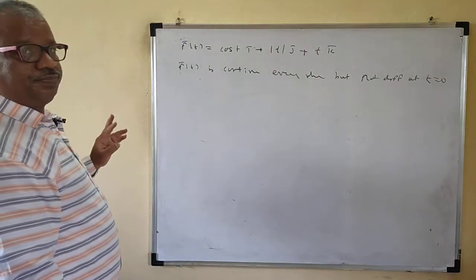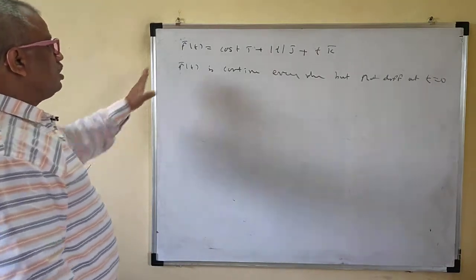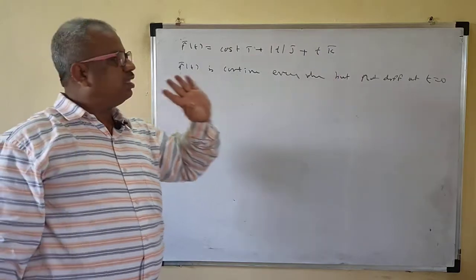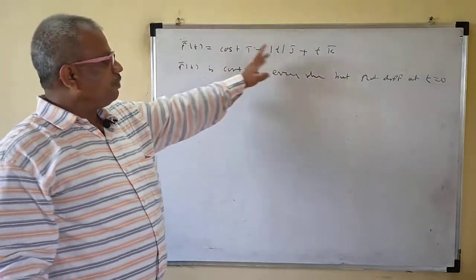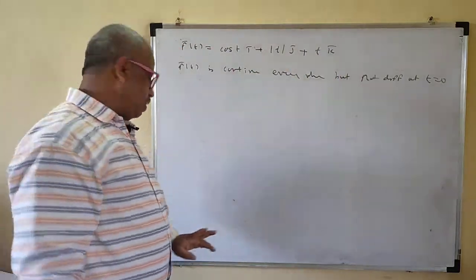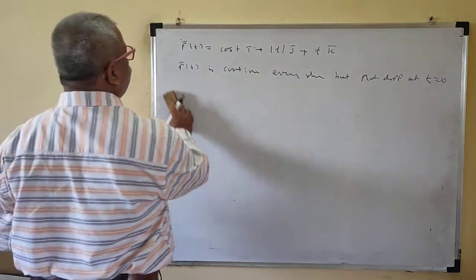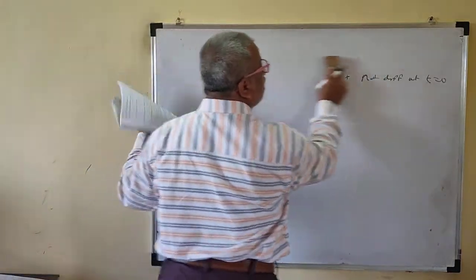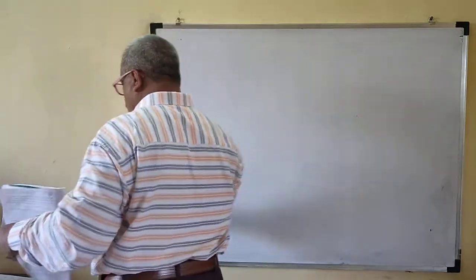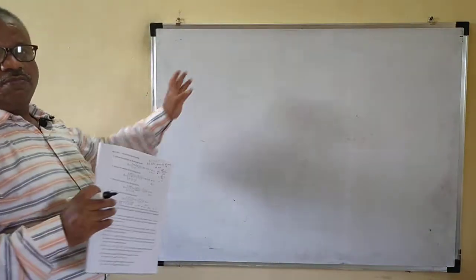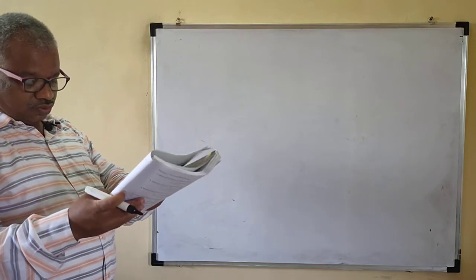So note that this is differentiable everywhere except at t equal to 0. This is differentiable everywhere except at t equal to 0. This is also not differentiable at t equal to 0. So that means this function is continuous but not differentiable.